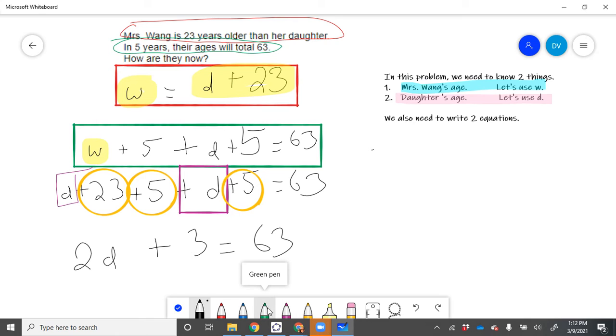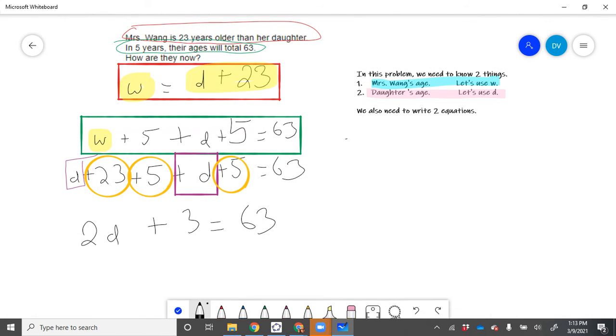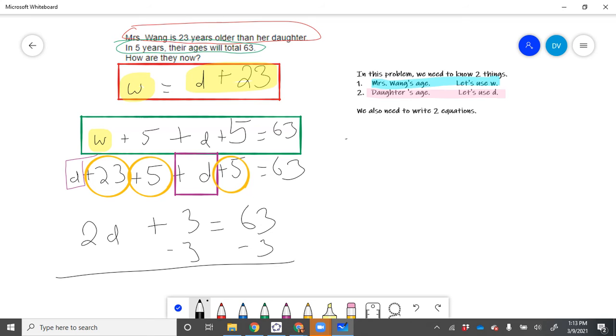Now we can still combine like terms just on different sides of the equation. I've added 3, so we want to do the inverse of that. We want to subtract 3 from both sides. I want to subtract 3 from this side and subtract 3 from that side. These will simplify. Positive 3 and negative 3 adds up to 0. And we're left with 2D, and 63 minus 3 is going to be 60. So we're left with a much easier equation now. And the reason it's easier is because it only has one letter, one variable.